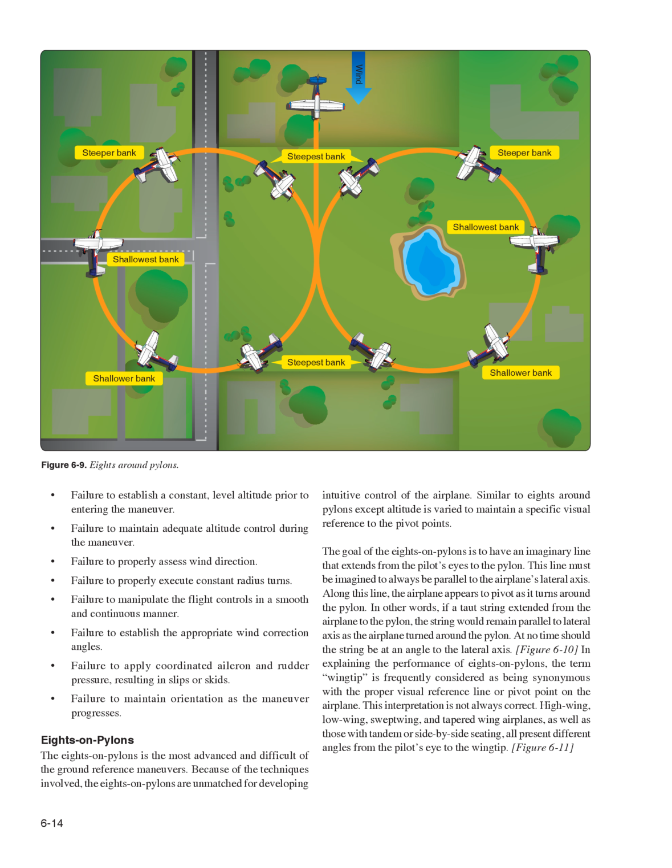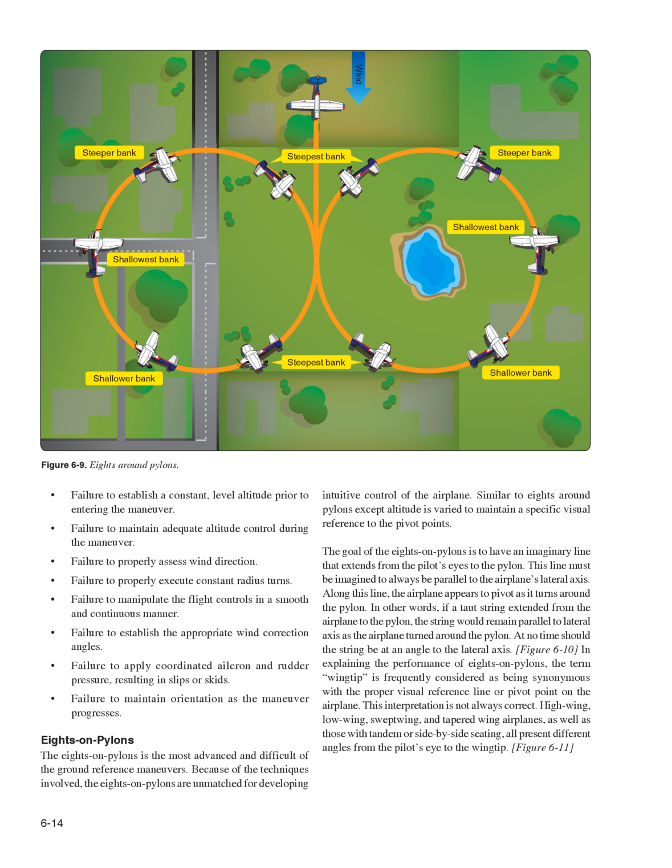Figure 6-10. In explaining the performance of eights on pylons, the term wingtip is frequently considered as being synonymous with the proper visual reference line or pivot point on the airplane. This interpretation is not always correct. High wing, low wing, swept wing, and tapered wing airplanes, as well as those with tandem or side-by-side seating, all present different angles from the pilot's eye to the wingtip.